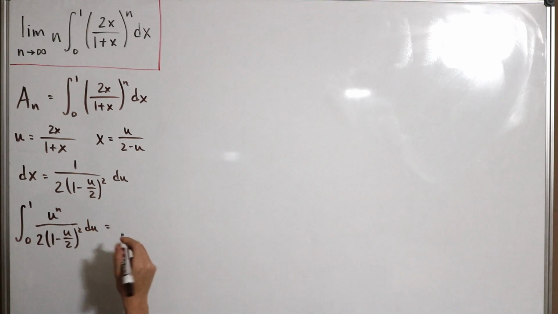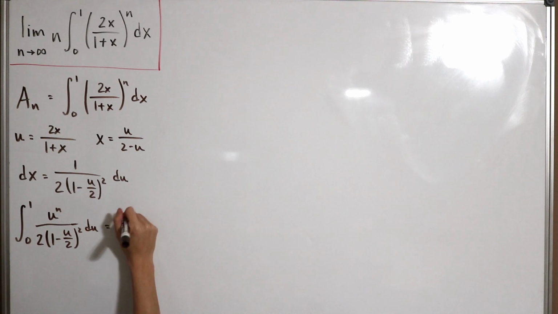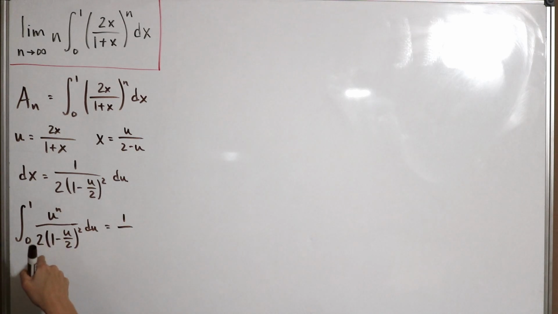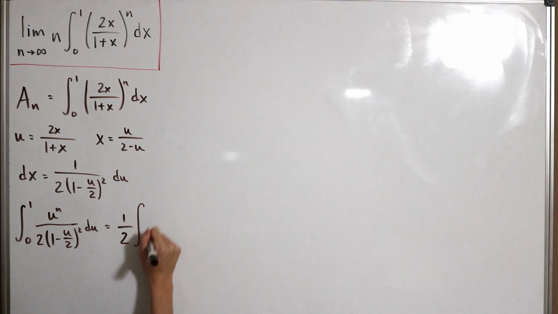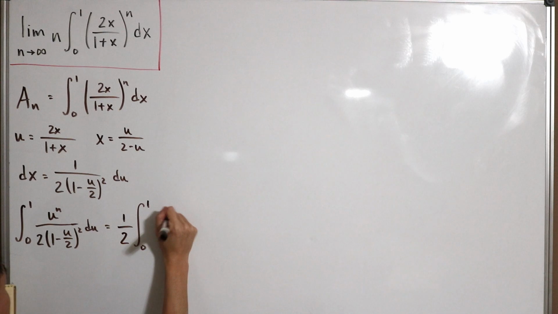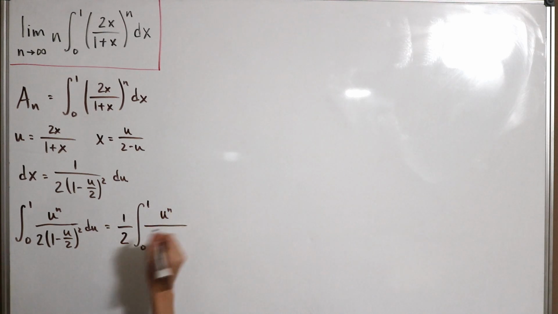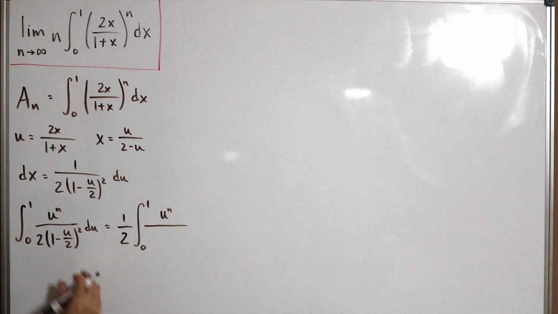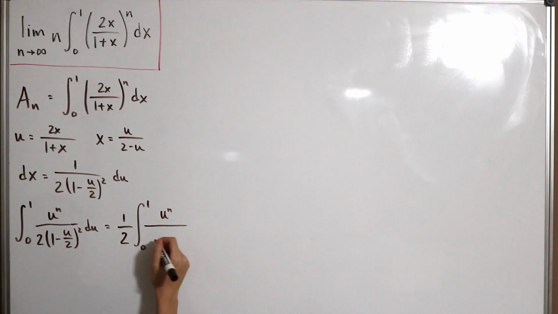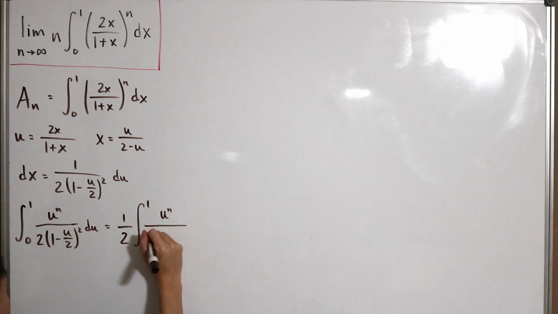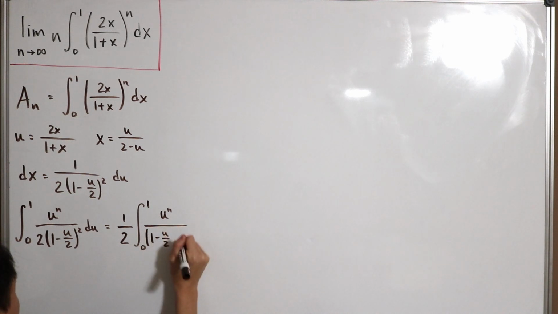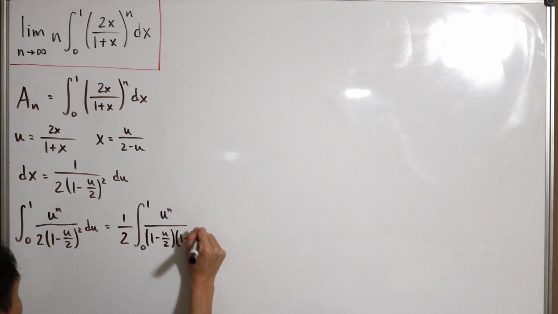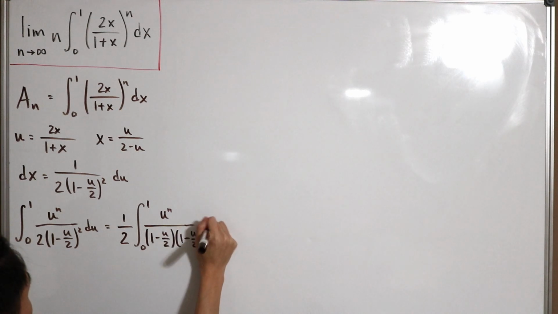If we keep going a little further, I can factor the 2 outside, so that's really a 1/2. Then we still have our integral from 0 to 1 of u to the power n, divided by, and I'm going to expand the product, writing it as a binomial factor: 1 minus u divided by 2, and then that again a second time, and then du.